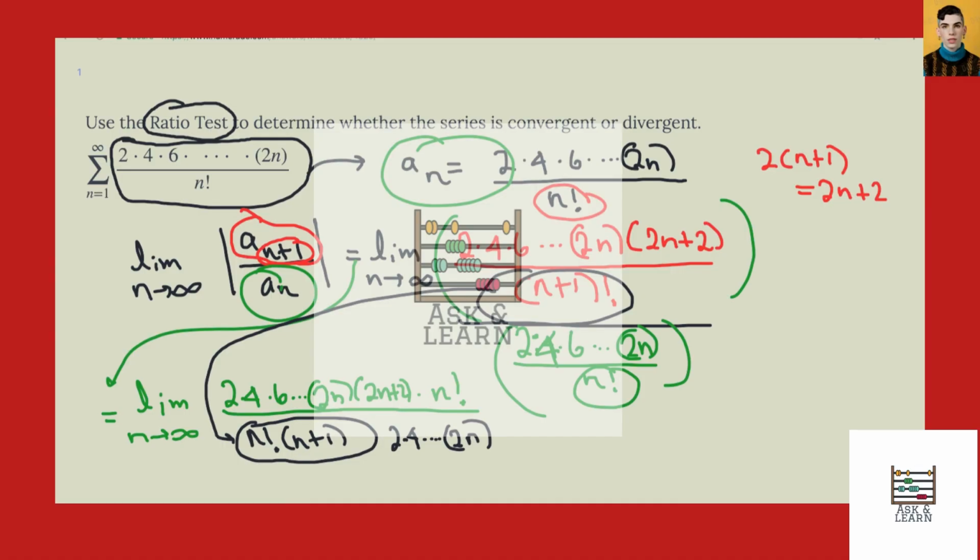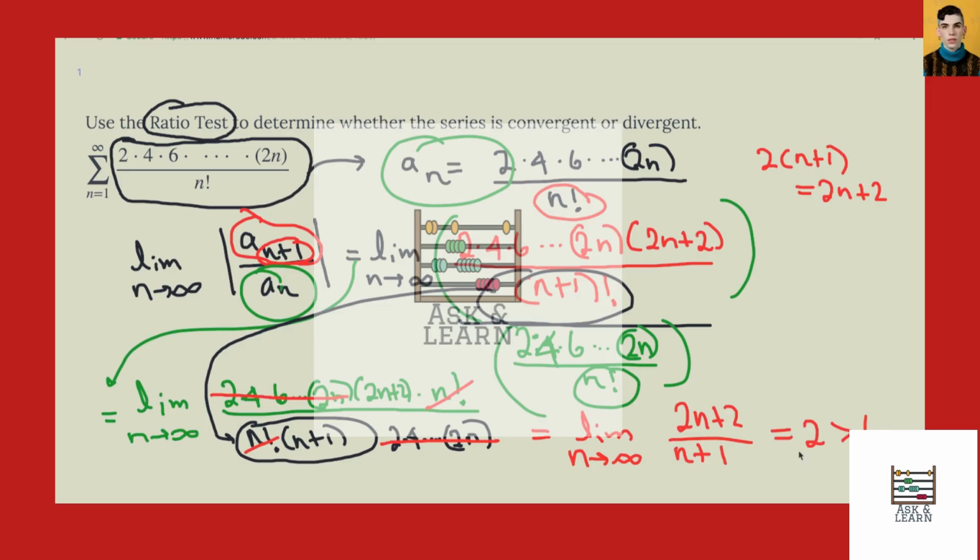Now we should cancel as much as we can. We see the n factorial will cancel with this one. This is why we rewrote it. Here the 2, 4, 6 all the way up to 2n cancels in the numerator as well. And we're left over with the limit as n goes to infinity of (2n+2)/(n+1). This limit is equal to 2, which is bigger than 1.